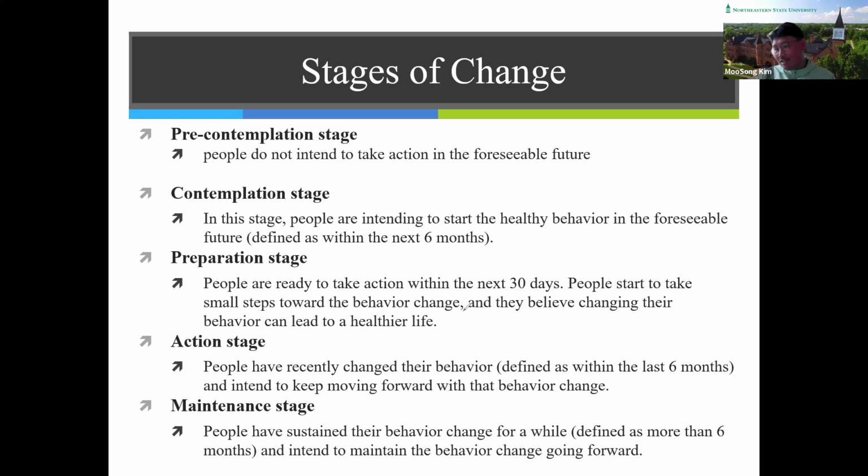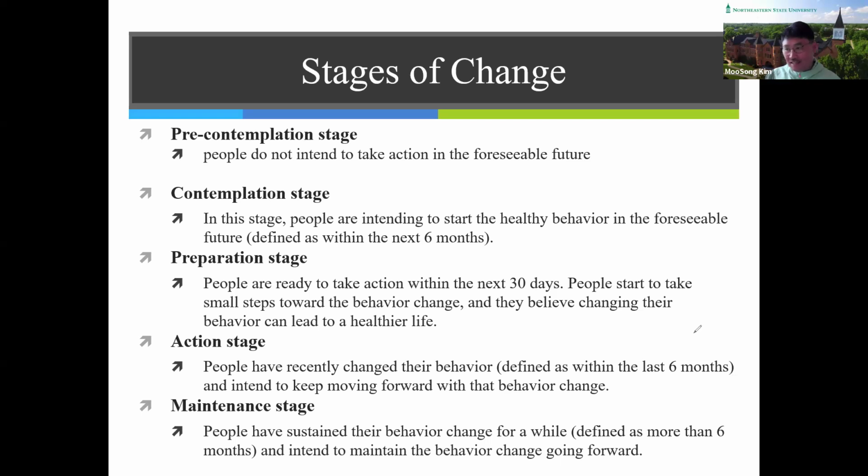In the preparation stage, people are ready to take action within the next 30 days. So people actually have a really strong intention to change behavior in the near future, and people start taking small steps toward the behavior change, and they believe changing their behavior can lead to a healthier life. In the action stage, people have recently changed their behavior. They already changed the behavior in this stage and intend to keep moving forward with their behavior change.